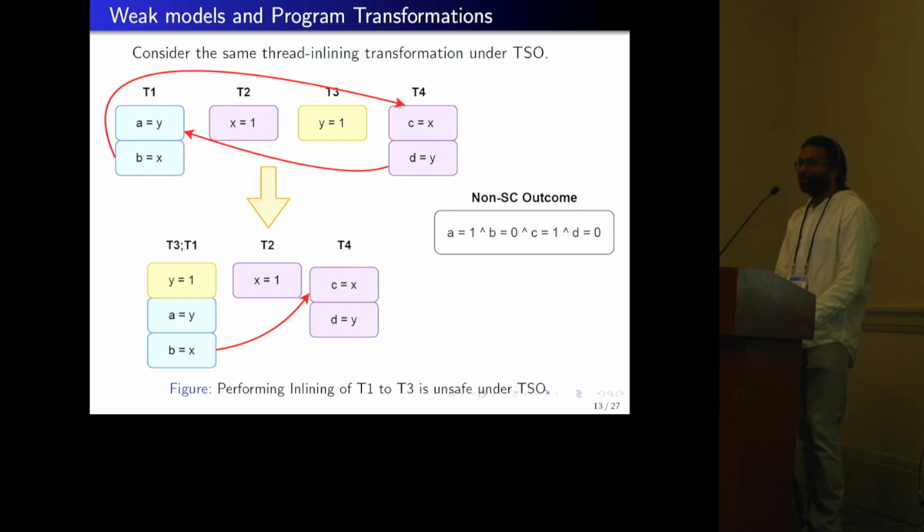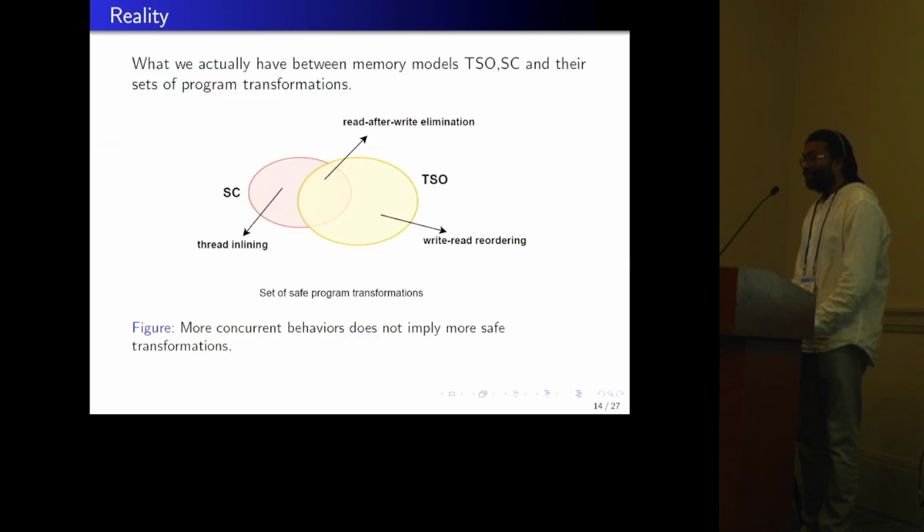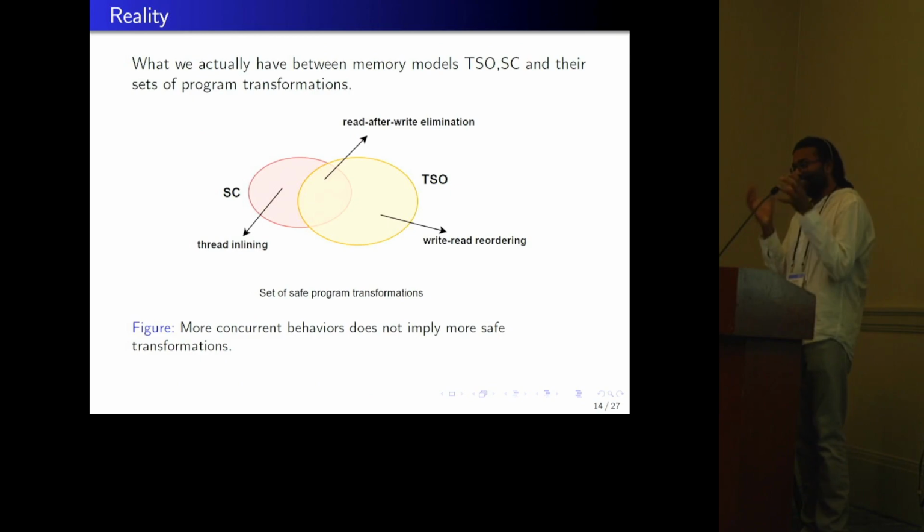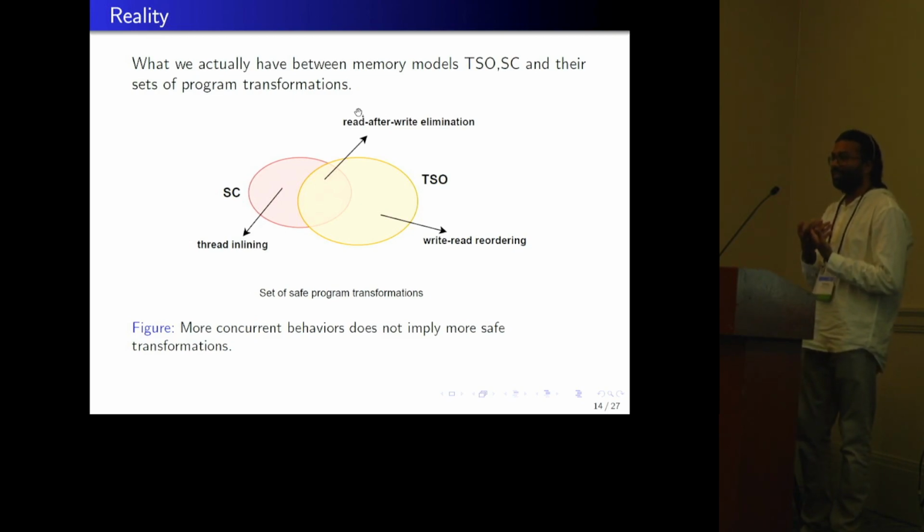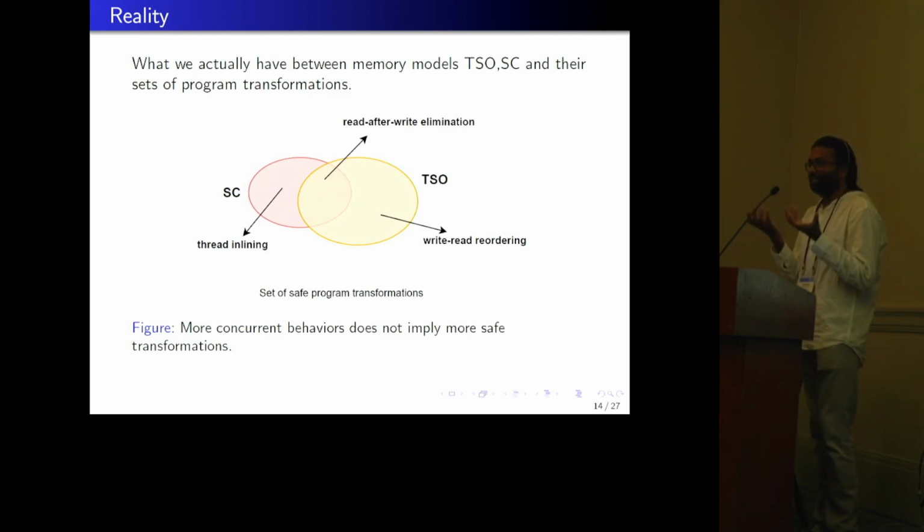So what now? Is it actually a disjoint set of transformations? Not exactly. It's actually an intersection, and there's another transformation, read after write elimination, which is known to be sound under both. So we have this kind of picture with respect to the set of program transformations, at least for SC and TSO.